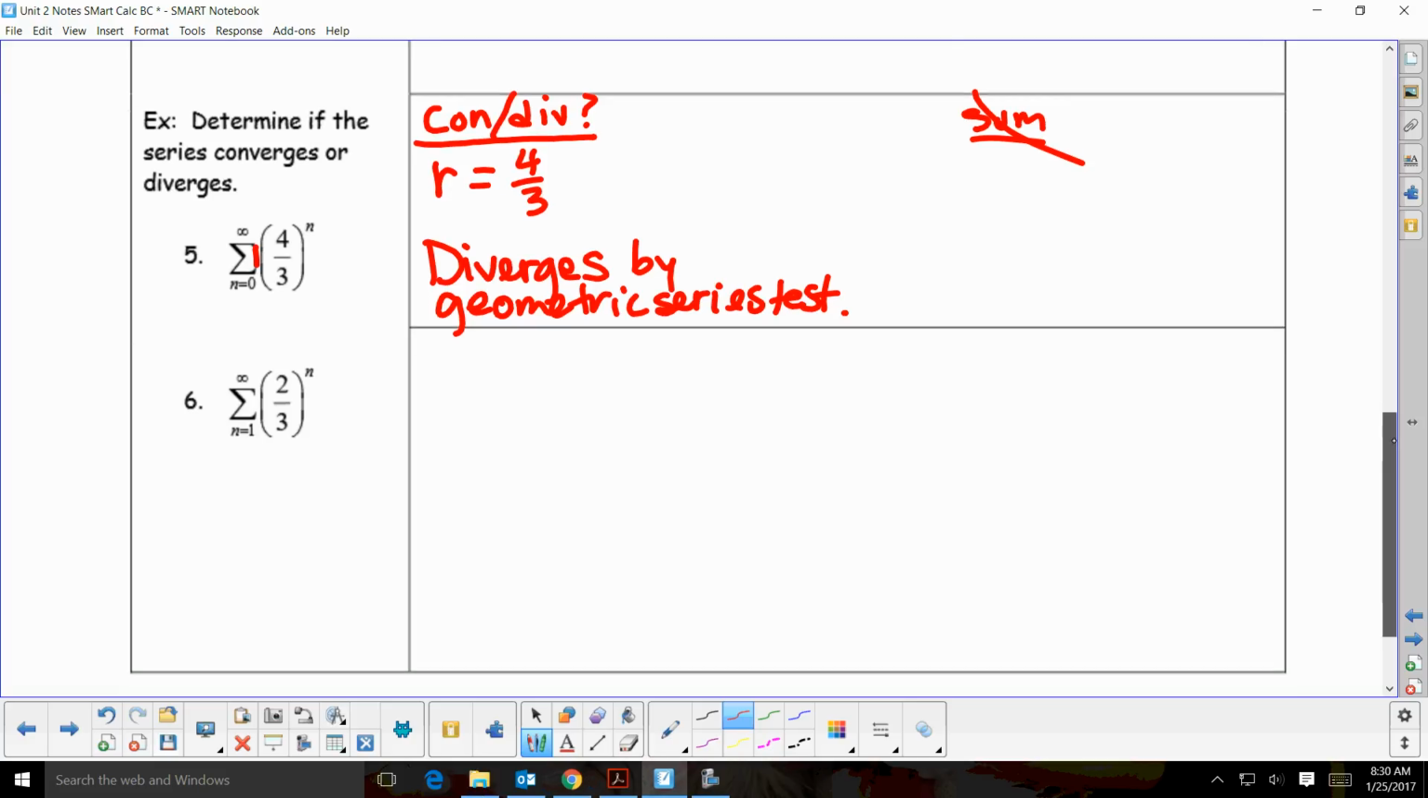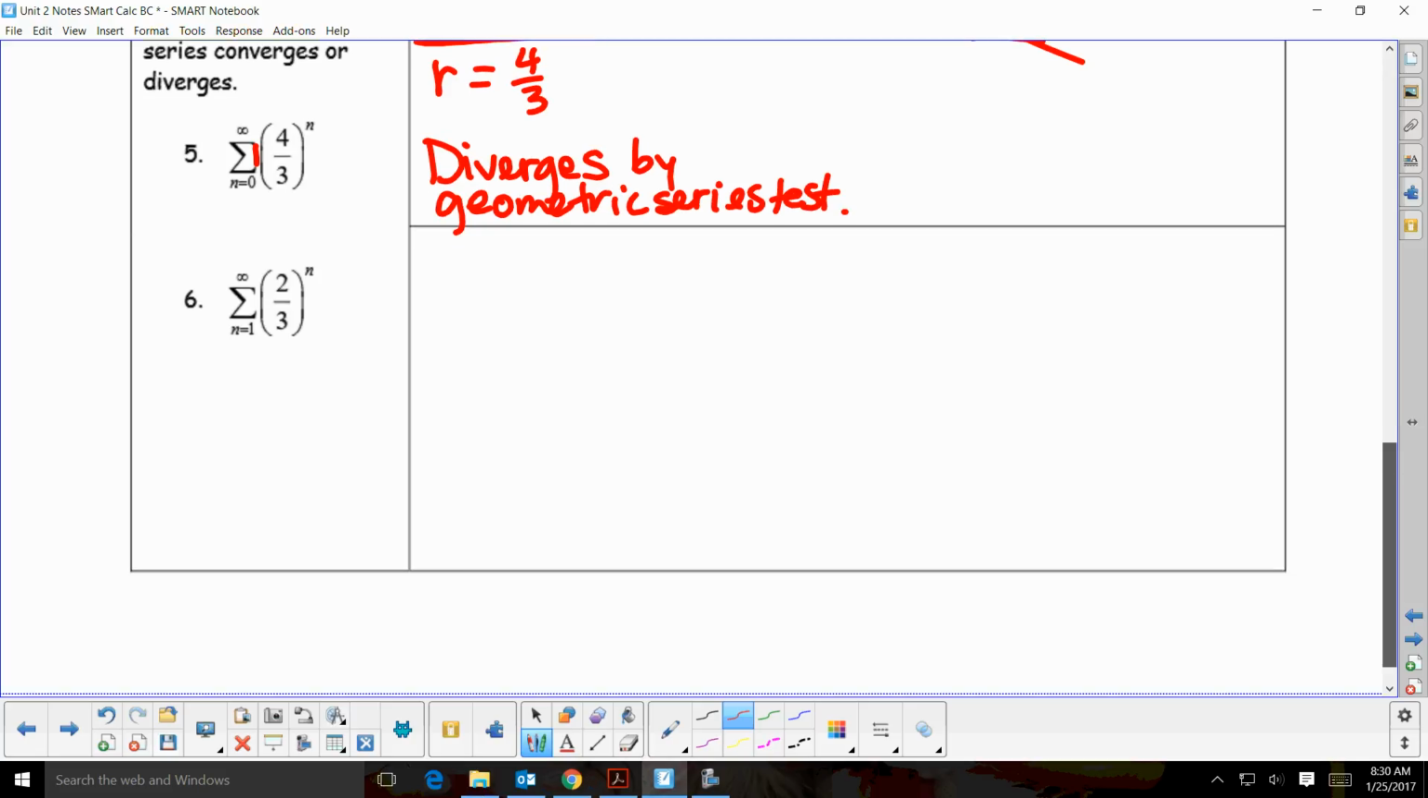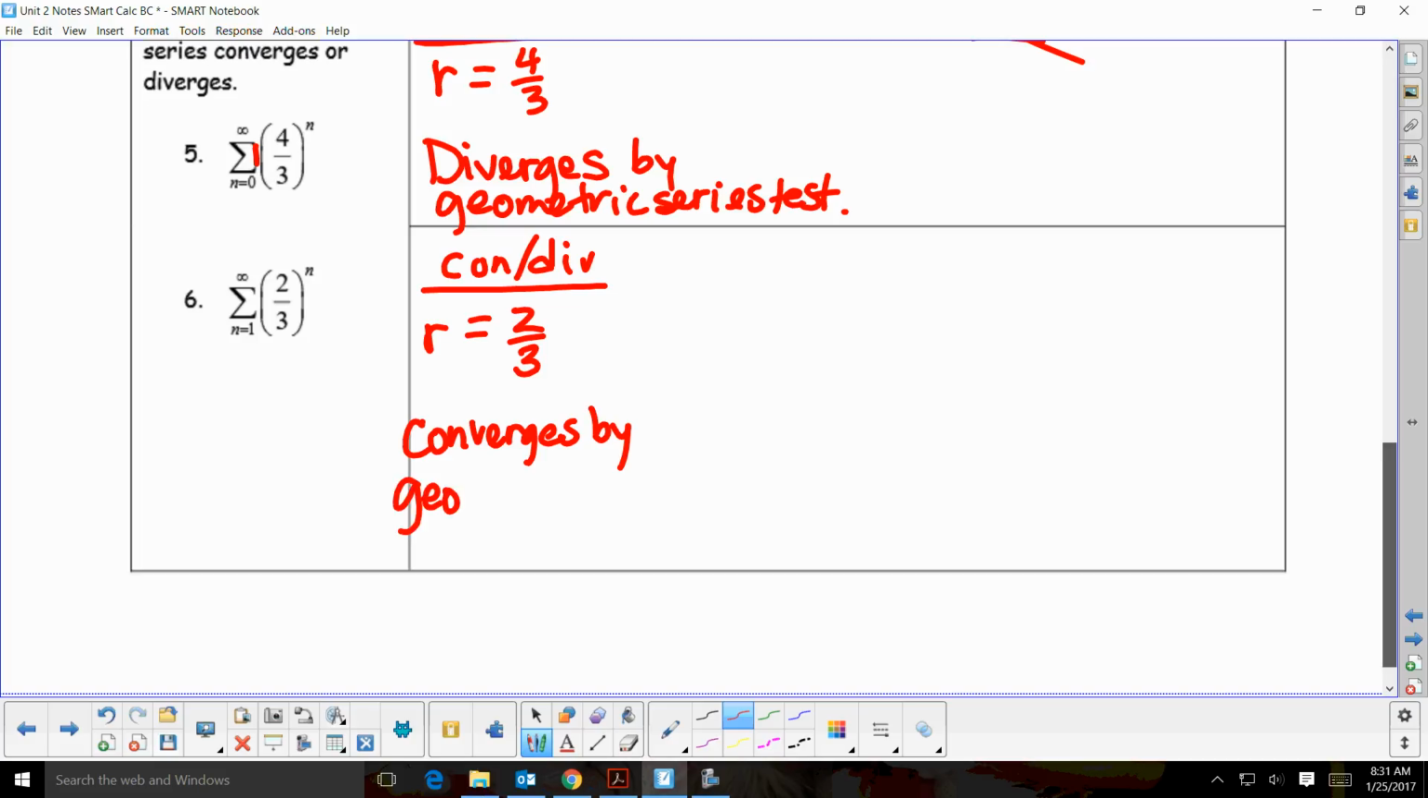Okay, let's look at the next one. If I just want to know if it converges or diverges, I look at my r. R is what? 2/3. So that absolute value of r is greater than 0 but less than 1 from that condition. So this guy, we're going to put converges by the geometric series.